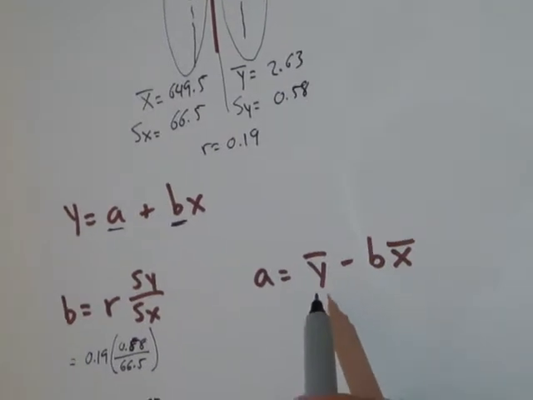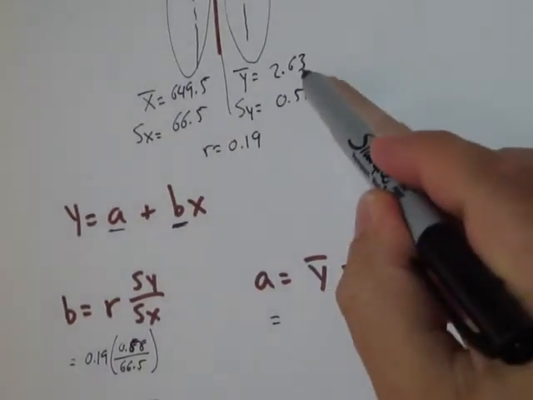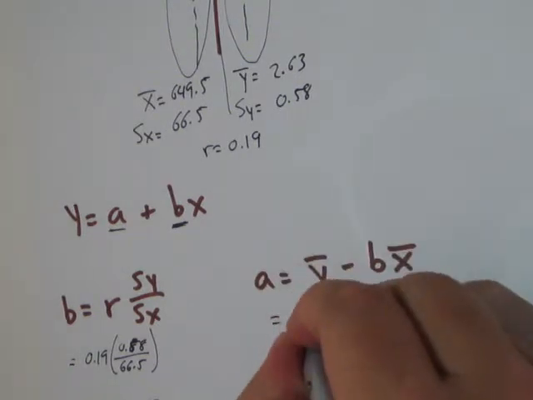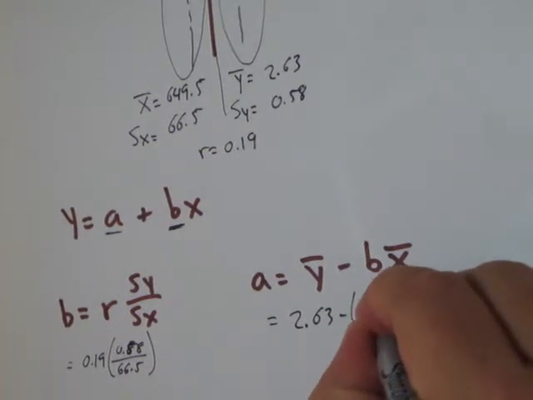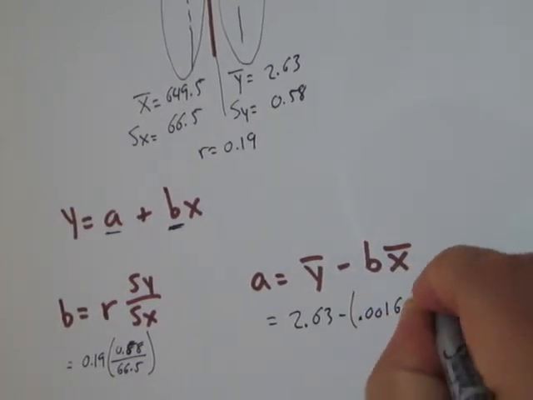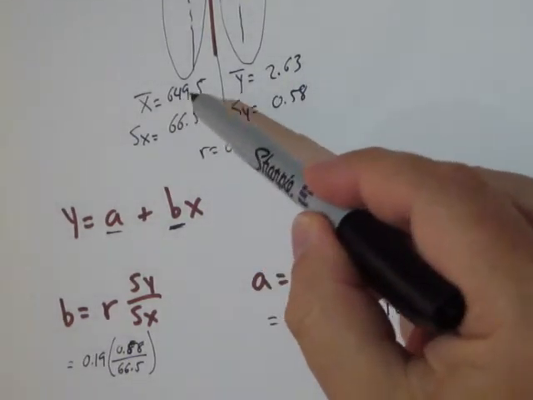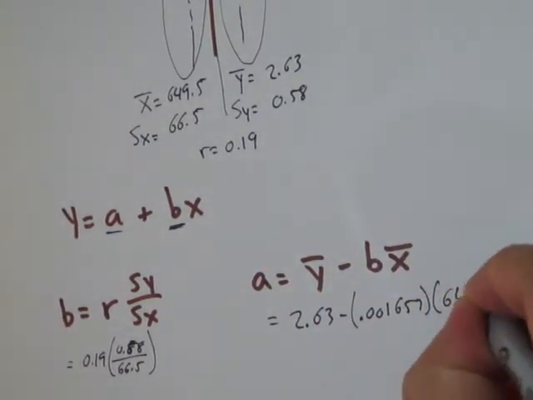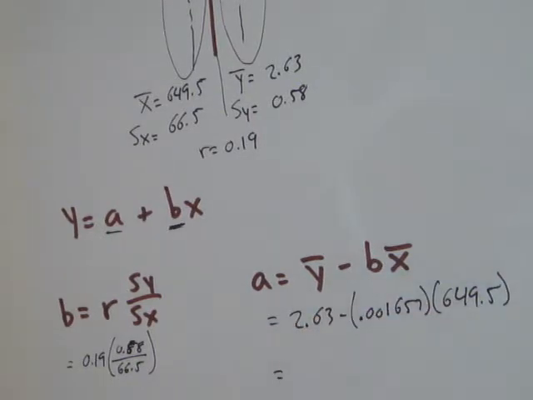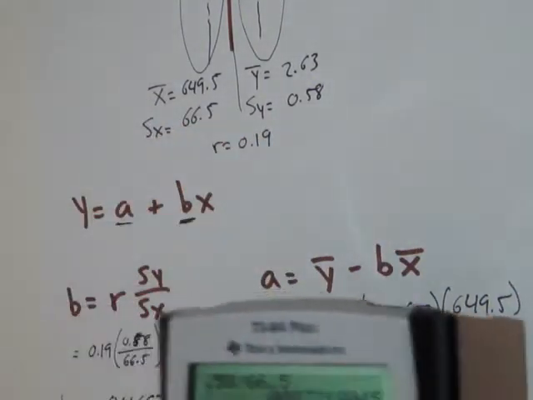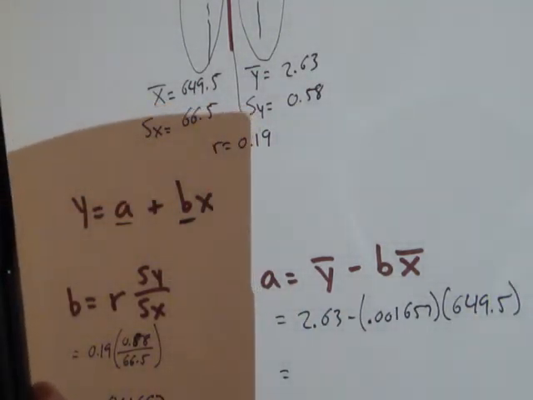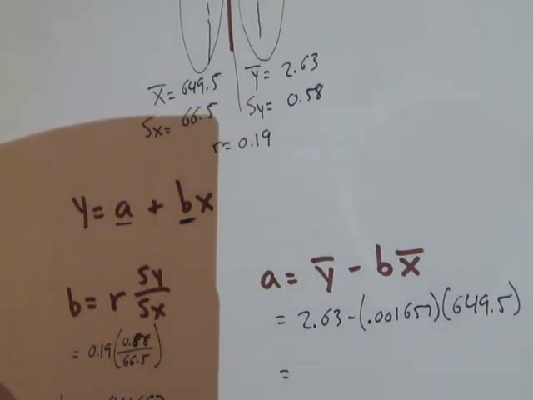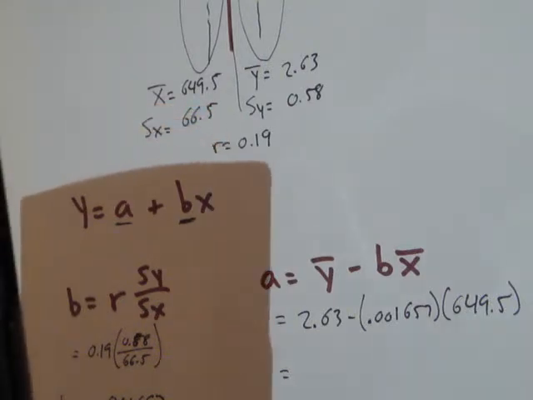Now I have y bar, which is up here, 2.63. So 2.63 minus b, the number I just got, 0.001657, times x bar, which is 649.5 up here. Let's do some of this math over here, making sure we do this correctly. So 0.001657 times 649.5, and I get a number.